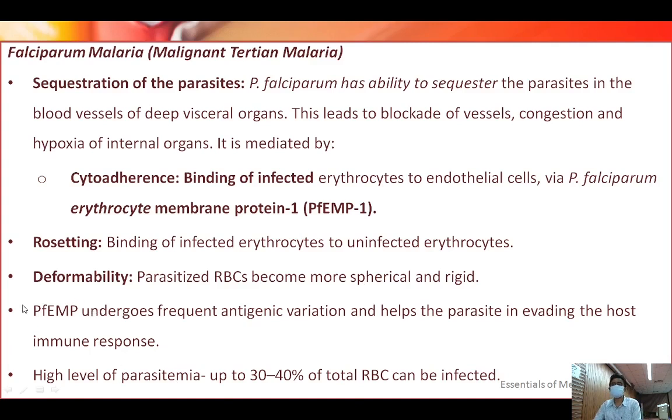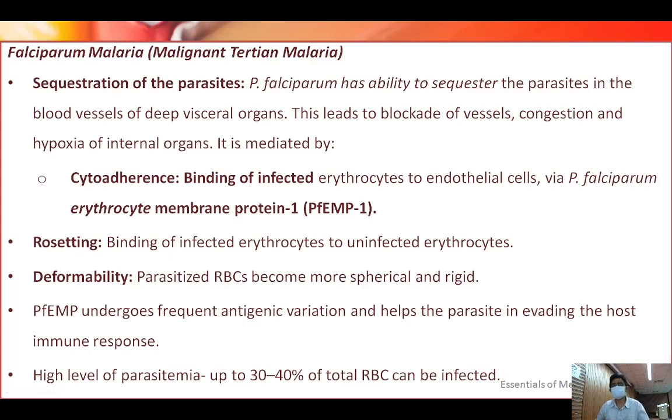Another important property of this Plasmodium falciparum erythrocyte membrane protein is that it undergoes antigenic variation, which means its antigenicity keeps changing and evolving. Once an antibody is developed against it, which would help in clearing the parasite, the parasites are very smart. They undergo frequent antigenic variation whenever they are under pressure from the antibodies, and then it changes the structure.